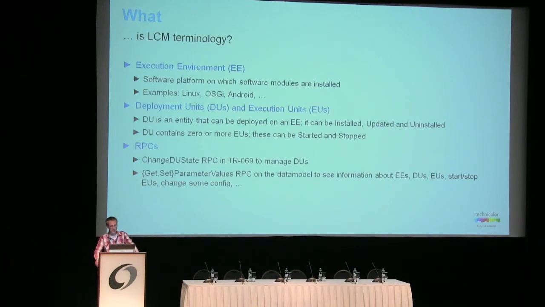A DU is an entity that can be deployed on an EE, so all pretty abstract definitions. But if you map these on what you know from OpenWrt, I think you can see how this would more or less fit with packages and so on. So these are the pieces. Then there are the RPCs themselves that are defined. How do you use this? In TR69, they defined an RPC, ChangeDUState, to actually manage these DUs. And then using the typical Get and Set ParameterValues RPCs, you can do something with what is installed on your system, see information, start, stop things, and so on. That's briefly the terminology.